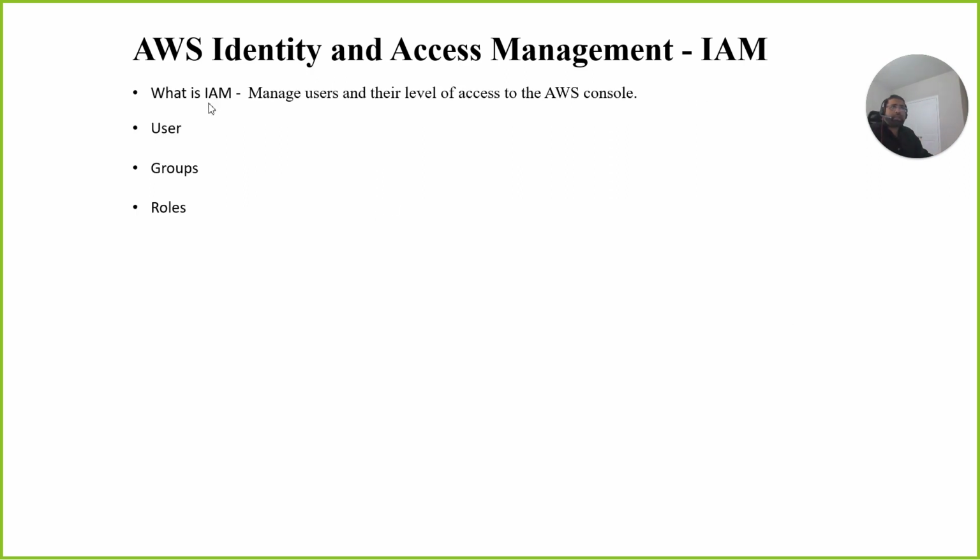So what is IAM? IAM manages users and their level of access within the AWS console. This has three major parts: users, groups and roles. Now let me go back to the service console and I'll show you how users, groups and roles get created, with some examples.